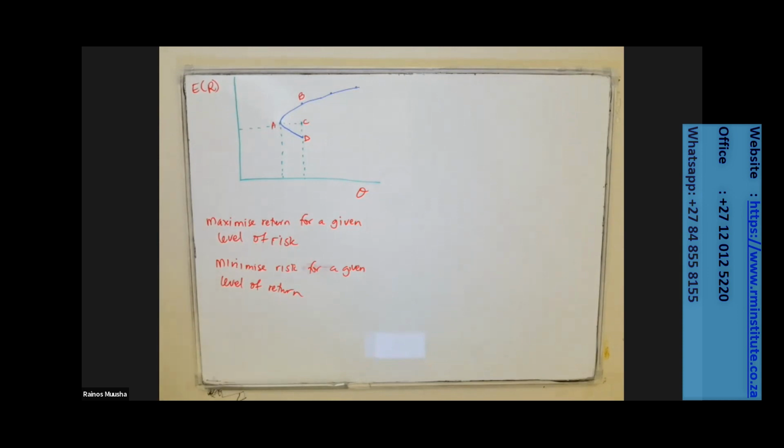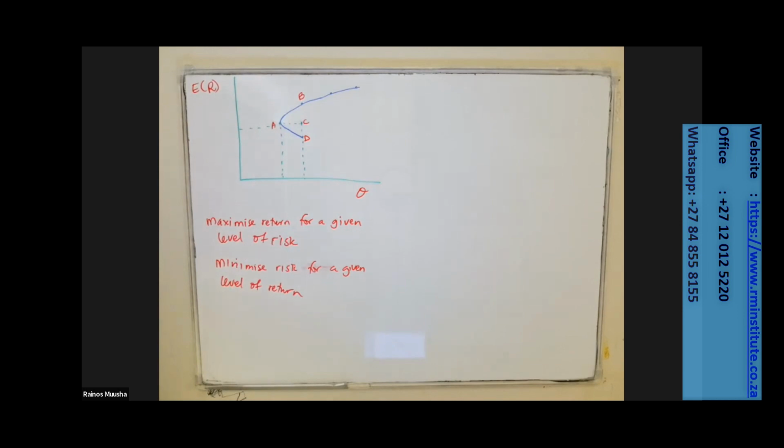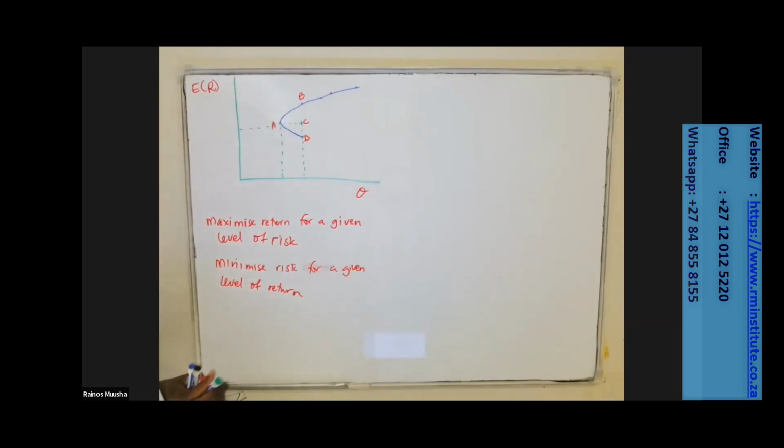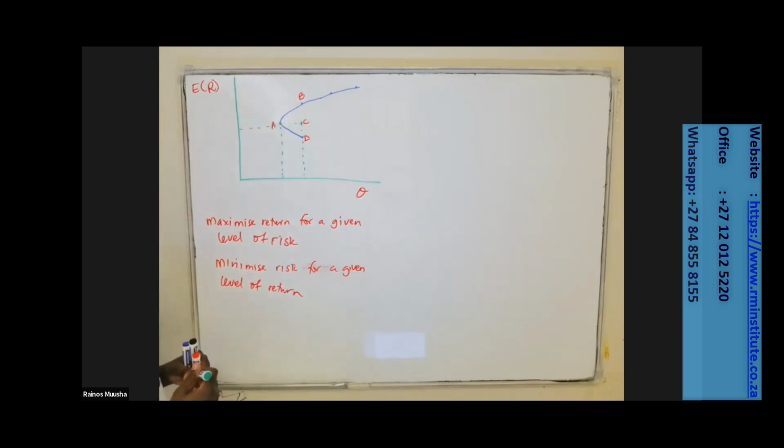What would that mean? Where would you rather invest? Investing in A or investing in C? Invest in A. So you'd rather invest in A, right? And so you'd rather invest in A here, isn't it, right?